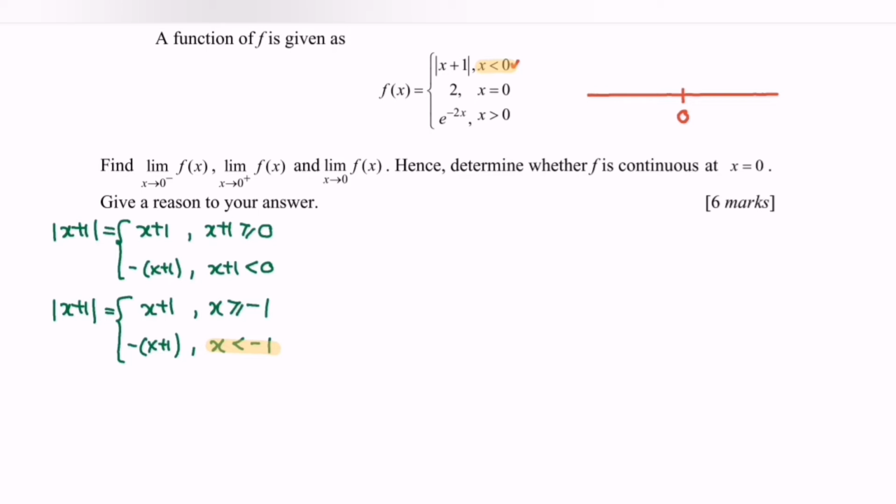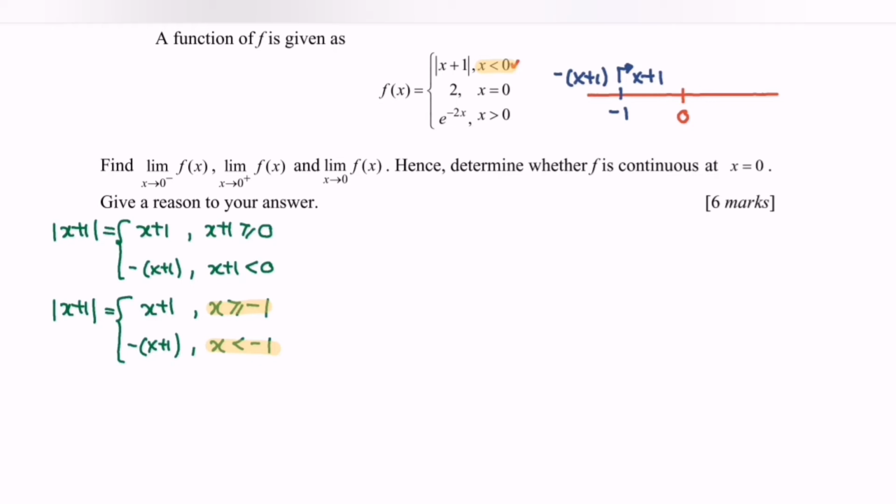In this part, again, we need to define. Here we have negative 1. If the value x is less than negative 1, the function would be negative (x plus 1). For the situation x is greater than or equal to negative 1, it will be x plus 1, to the right of negative 1.